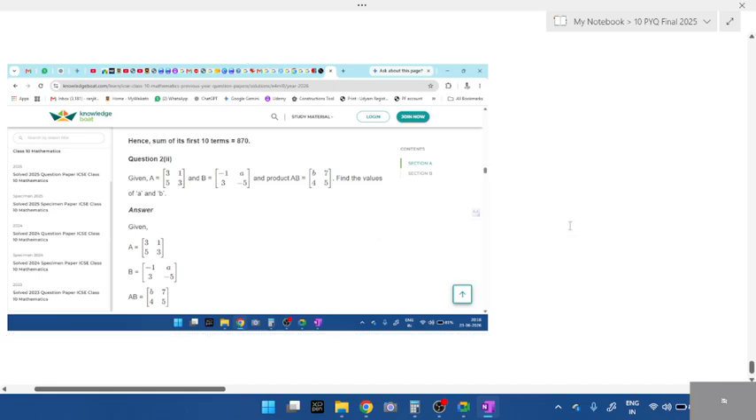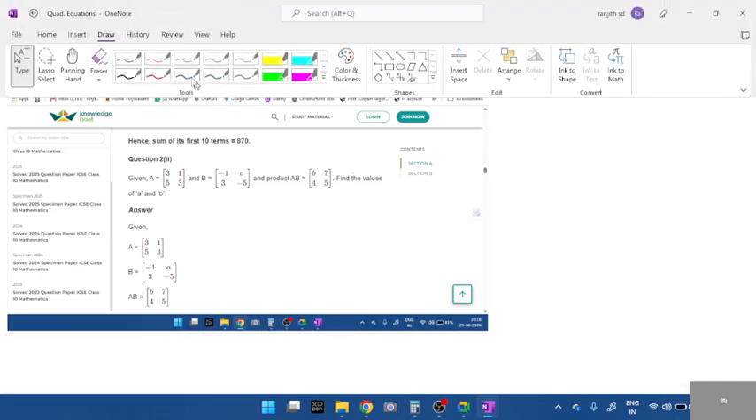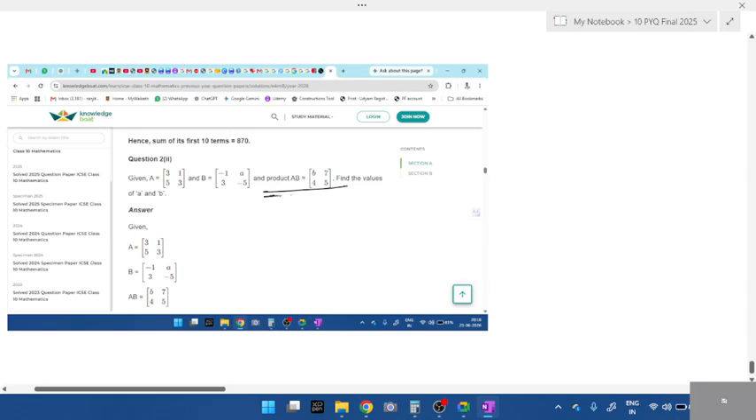See, this is the question. A and B is given. They have given a statement here. What does the statement say? Such a simple question, they've given it for 3 marks. Product of A and B is equal to how much? B, 7, 4 and 5. Left hand side, product of A and B is given. What do you mean by product, students?